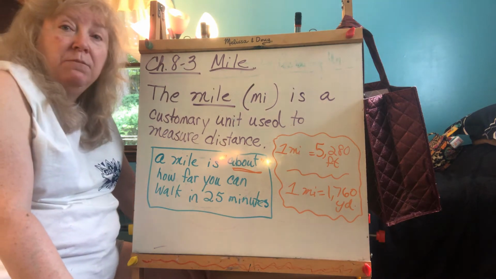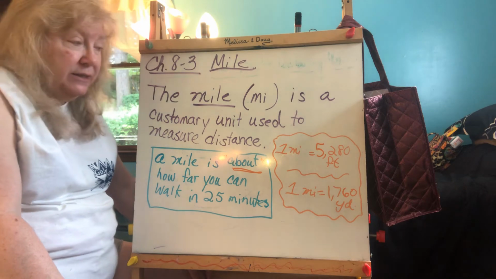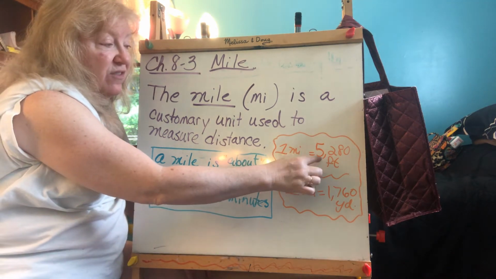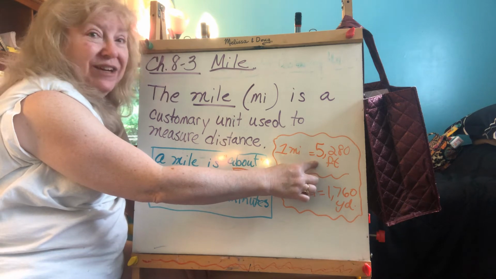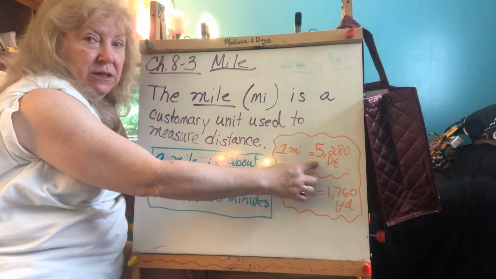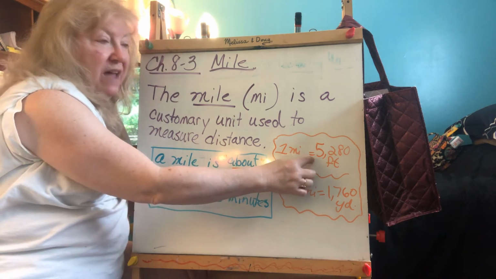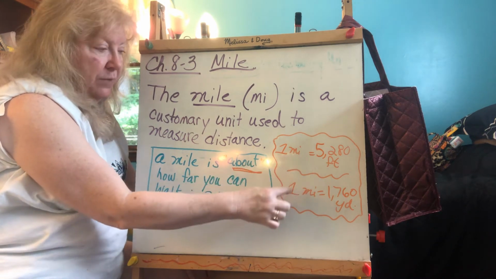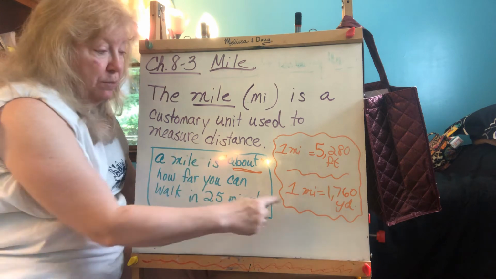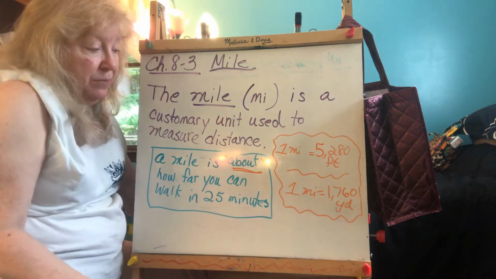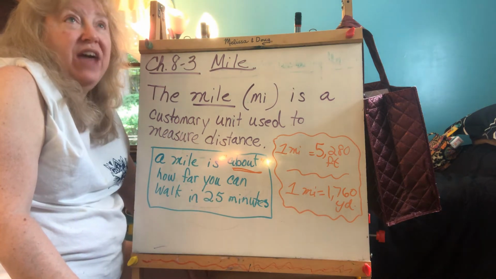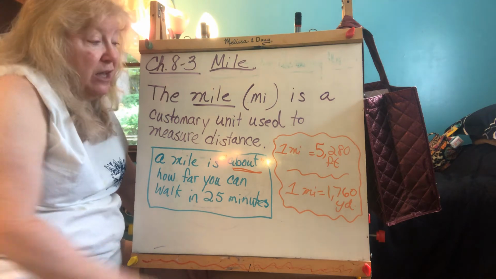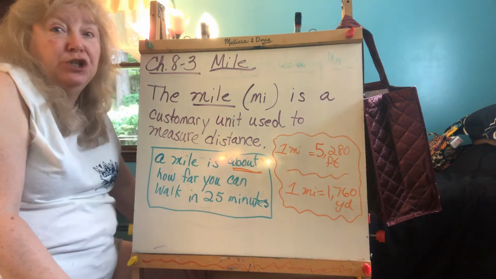Now, if you wanted a more exact idea of what a mile equals, 1 mile equals 5,280 feet. 5,280 feet equals 1 mile. Another way you could break it down is into yards. 1 mile equals 1,760 yards. Now you just kind of have to memorize those two.